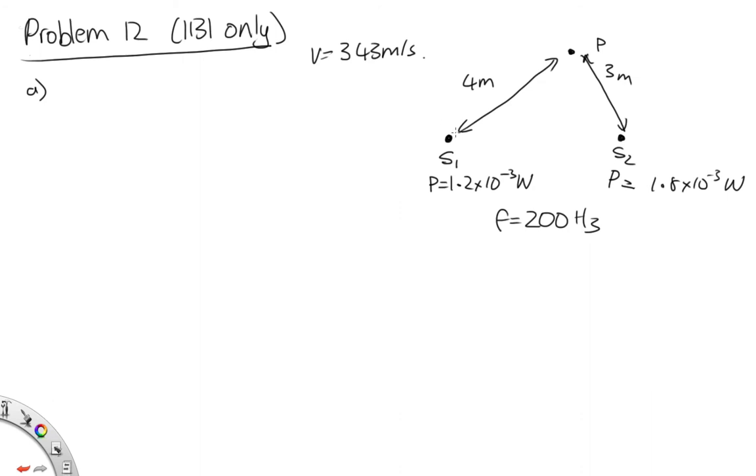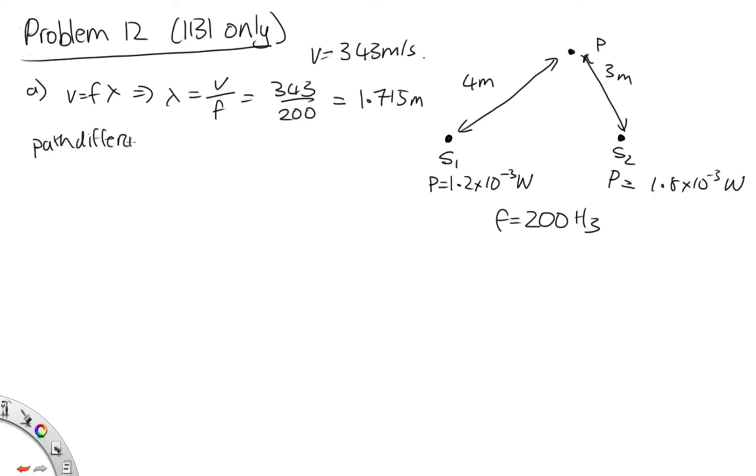Well, to get the phase difference, we're going to need to know the wavelength. So we know V is equal to F lambda, so lambda is equal to V on F, which is 343 over 200, which is equal to 1.715 meters. Now the other thing we need to know to get the phase difference is the path difference. This is just the 4 meters minus the 3 meters, which gives us the 1 meter.